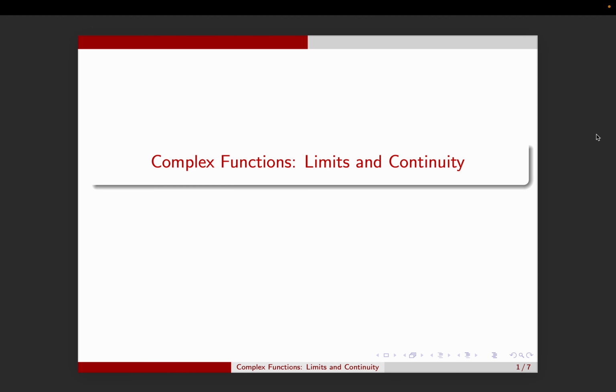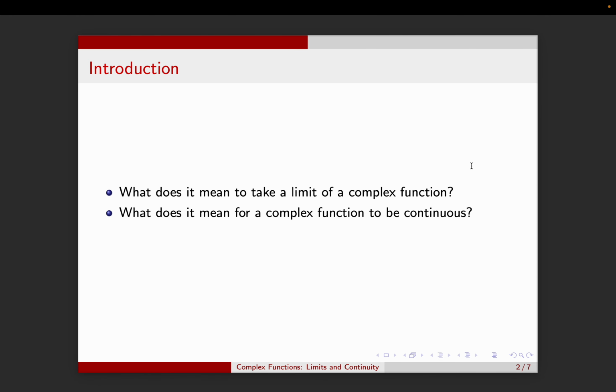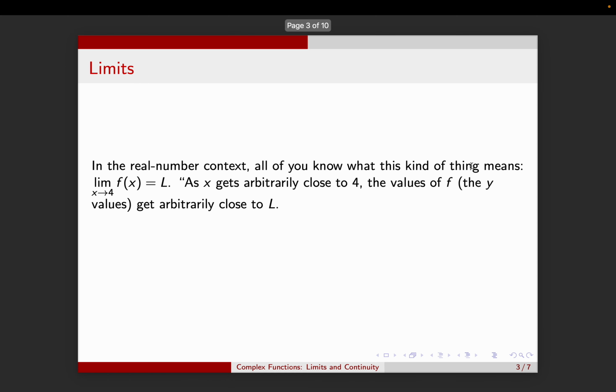The reason we need to talk about these things is that we're trying to define eventually the derivative of a complex function, and just like in Calculus 1, a derivative is a limit, which is why we need to talk about limits, and all differentiable complex functions are continuous, so we'll also briefly talk about continuity. So, two things in this video. What does it mean to take a limit of a complex function? And what would it mean for a complex function to be continuous? Those are the two things to cover for now.